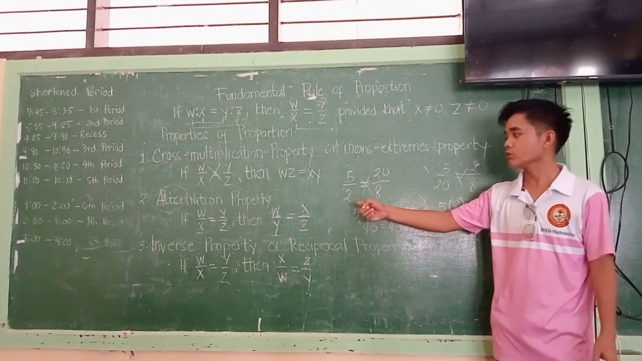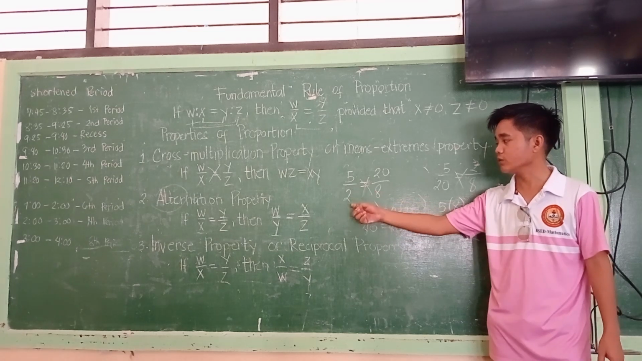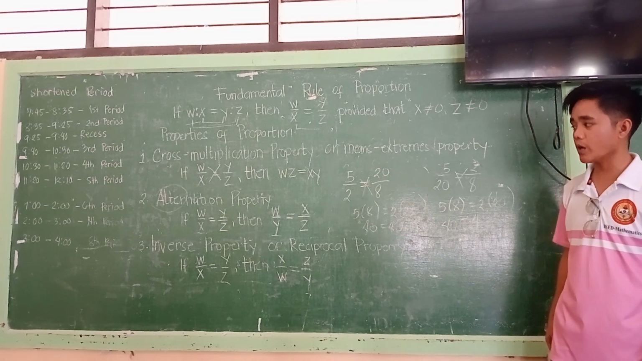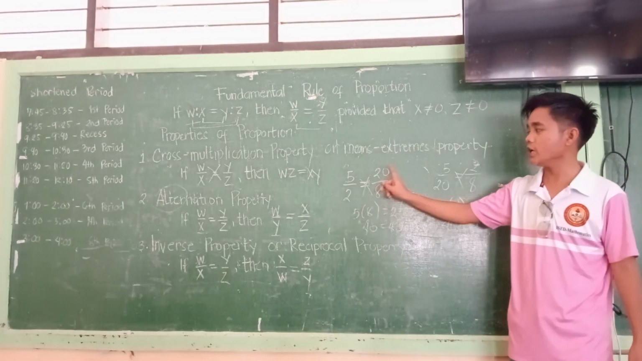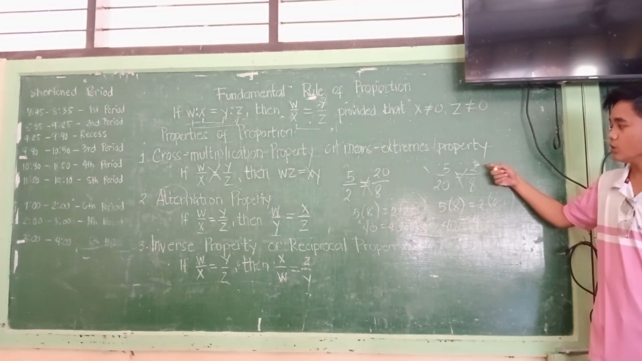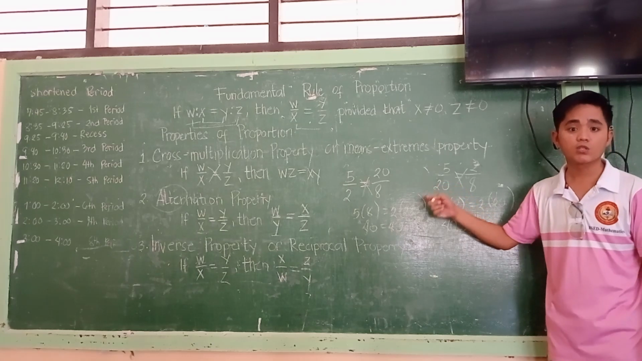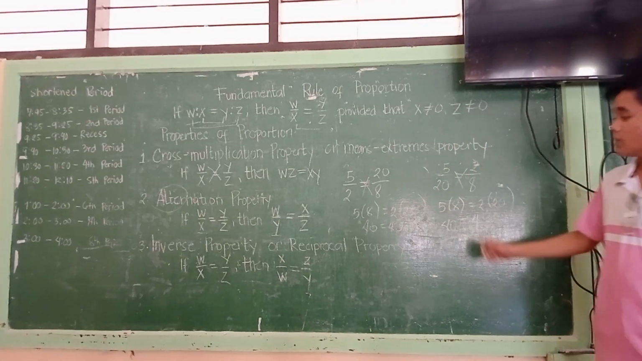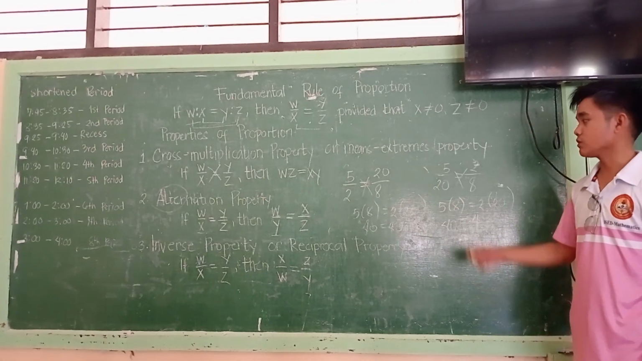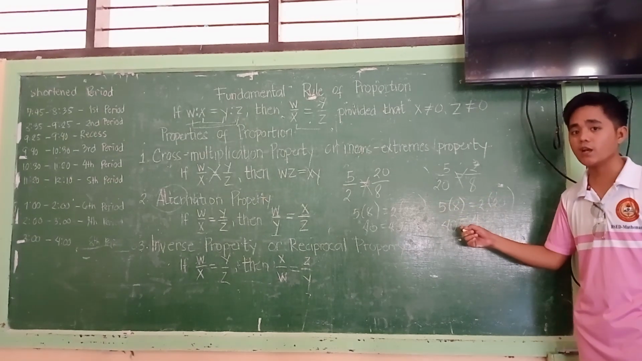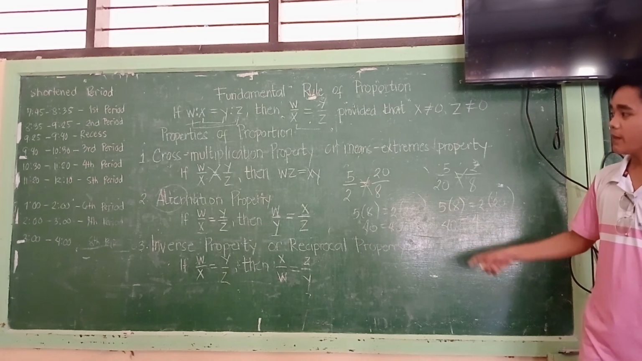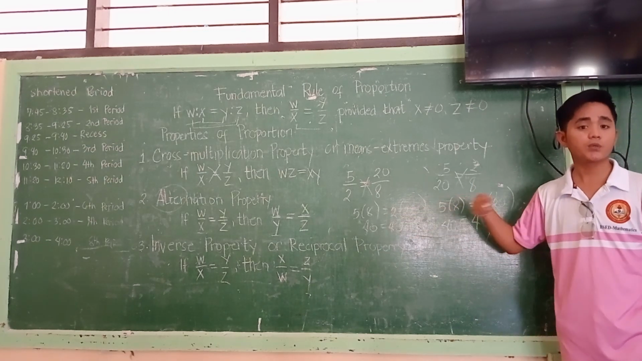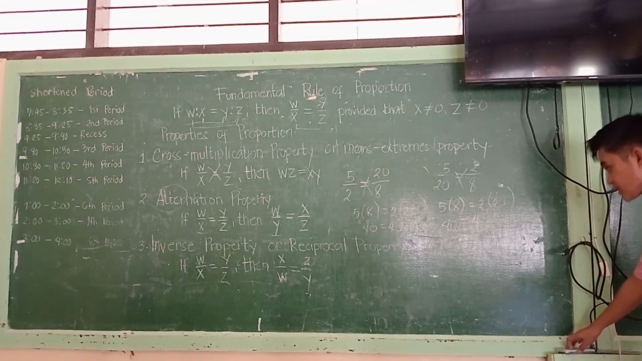So, the given proportion, we have 5 over 2 is equal to 20 over 8. By using the alternation property, we swapped 2 and 20, so 2 is now on top and 20 is at the bottom. We checked by using the cross multiplication property, and the answer is the same. So the alternation property has been proven using this proportion. Okay, next.